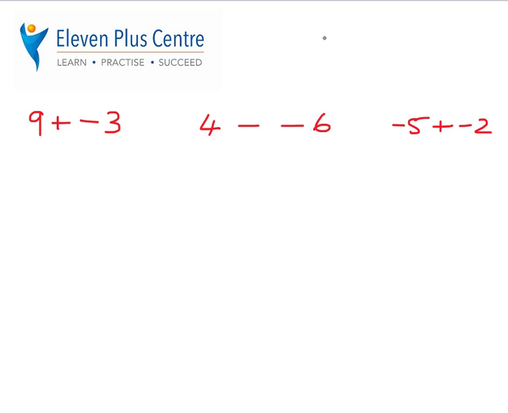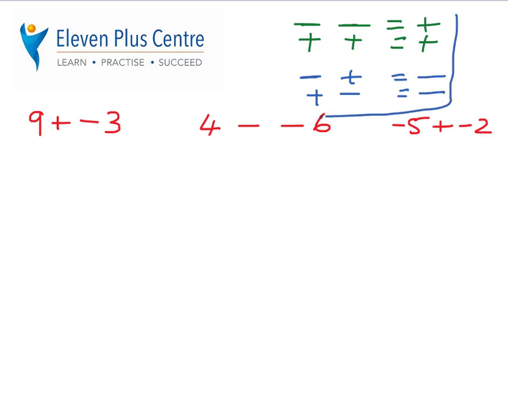Okay, so just look at this. Just remember that when you see two signs that are the same, they always make a plus. So look at this. When you see a minus sign with a minus sign, that's always going to equal a plus. When you see a plus sign with another plus sign, that's always going to equal a plus. When you see a minus sign with a plus sign, that's always going to equal a minus. And when you see a plus sign with a minus sign, that's always going to equal a minus.